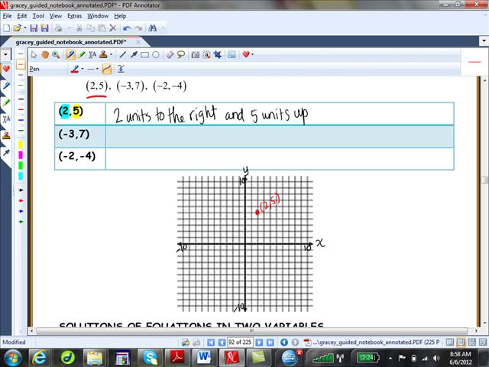All right, you guys try the next two. Pause it. All right, let's see how you did. For negative 3, 7, we're going 3 units to the left and then 7 units up. So we'll do this guy in blue. So 1, 2, 3 left, 1, 2, 3, 4, 5, 6, 7 up. So we've got the ordered pair.